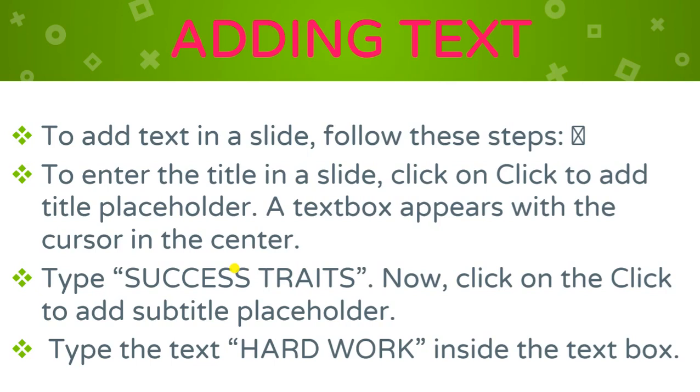Now click the subtitle placeholder. After this you have to go to the subtitle placeholder, and click on the placeholder. You can write anything in that placeholder. For example, they have given success rates, you can write in one placeholder, and hard work you can write in the next placeholder.